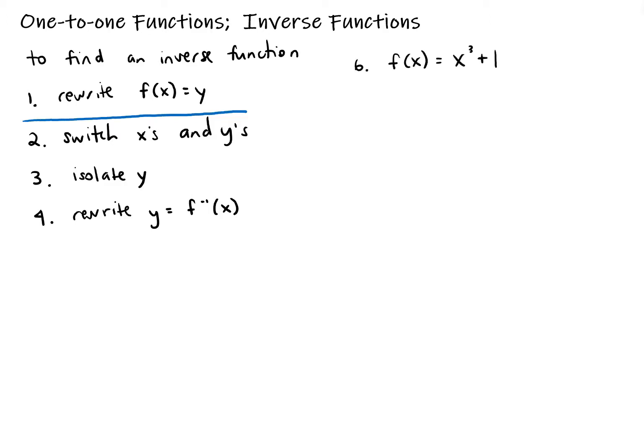For question number 6, we're given a function that we're told is 1-to-1. To find its inverse, we're first going to do step 1, rewriting f of x as y equals. At this point, I'm going to switch colors and draw a line, and I'm going to switch my x's and y's. So I'm going to get x is equal to y cubed plus 1. Technically, this is the inverse function already. It's just not written in function form. So I have to isolate that y.